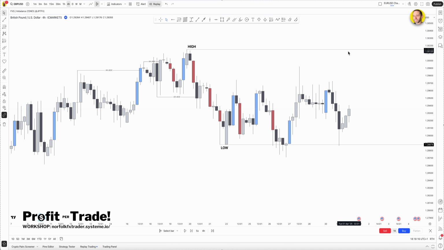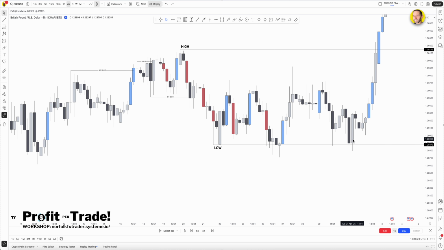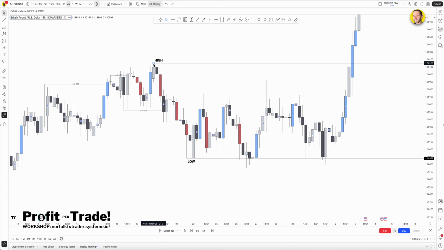Now we do know what happens here and we do break up. So let's go forward a few candles. So we hold and we do break the upside. So we never break lower. That's the important part.